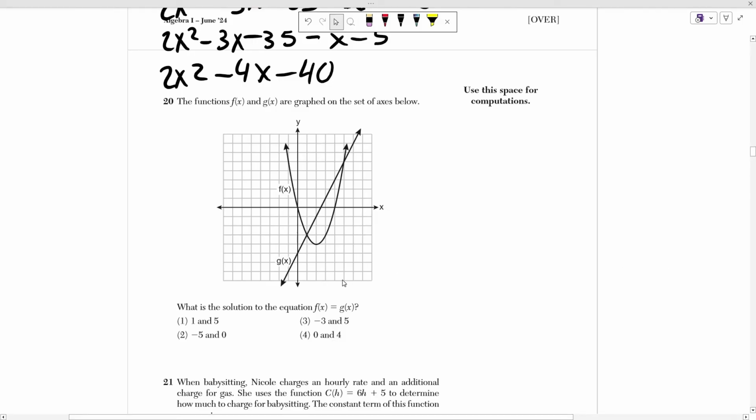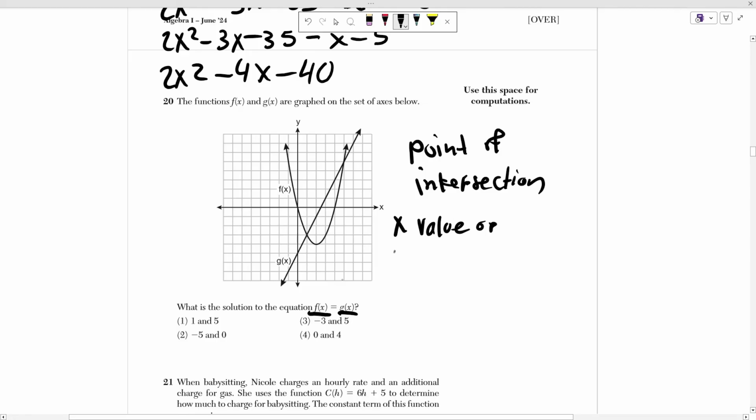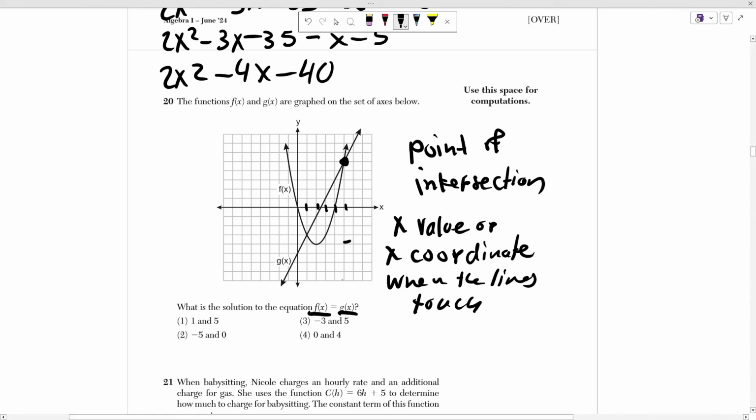Okay, number 20 says the functions f of x and g of x are graphed on the set of axes below. What is the solution to the equation f of x is equal to g of x, okay? So when you have two lines that are equal to one another, the solution is just the point of intersection. It's the x value, or x coordinate, when the lines touch, okay? So the x coordinate when the lines touch here is actually going to be 1, 2, 3, 4, 5. So 5 is the solution. And the lines also touch here, and that happens at the point 1. So 1 and 5 have to be the solutions.